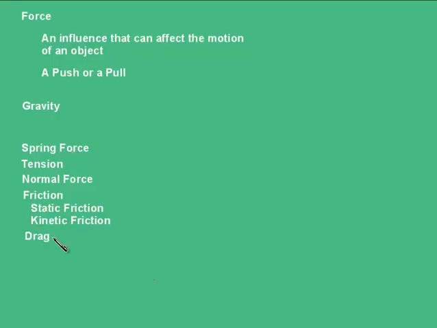The next force we want to look at is drag. Whenever an object moves through a fluid, and by a fluid we mean either a liquid or a gas, so air is a fluid and water is a fluid, it will experience some type of resistance to that motion. This resistance, which in the case of the air is called air resistance, is also referred to as drag.